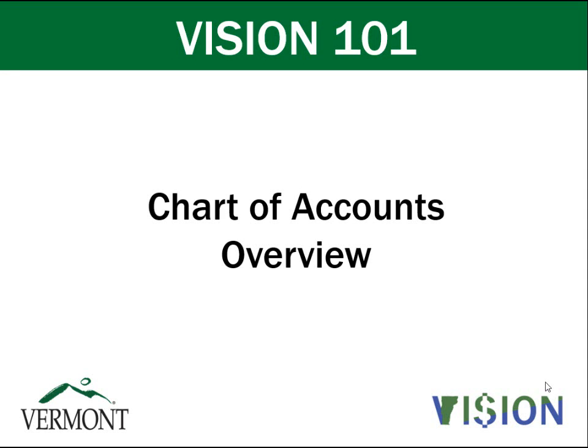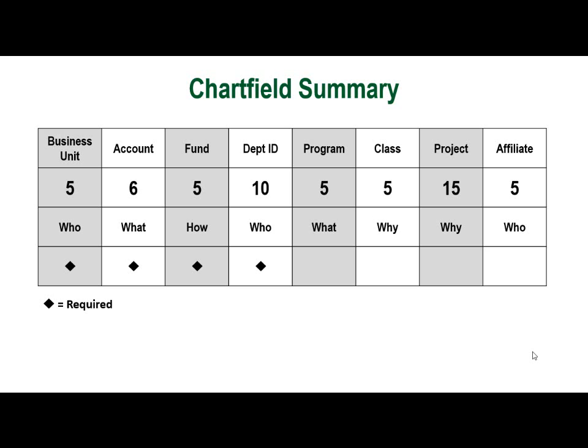Welcome to Vision 101, Chart of Accounts Overview. In Vision, the chart string, or a combination of chart fields, can be up to 56 spaces long. Each field tells the story of the who, what, how, and why of a transaction.